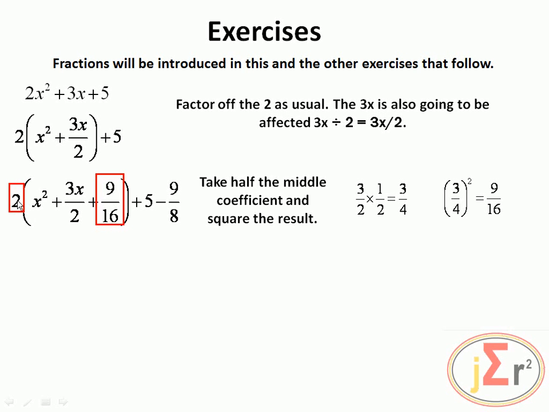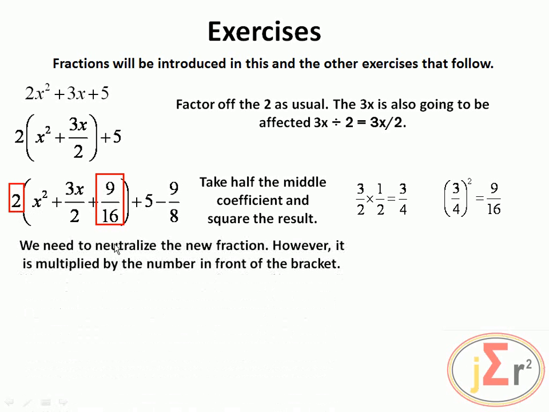Remember that we need also to multiply by what we have in front of the bracket. So instead of just moving the 9 over 16, we need to multiply by 2 first before we may subtract. So we need to neutralize the new fraction. However, it is multiplied by the number in front of the bracket, which is 2. So we need to multiply 9 over 16 by 2. Here we are going to do that. 2 multiplied by 9 over 16.